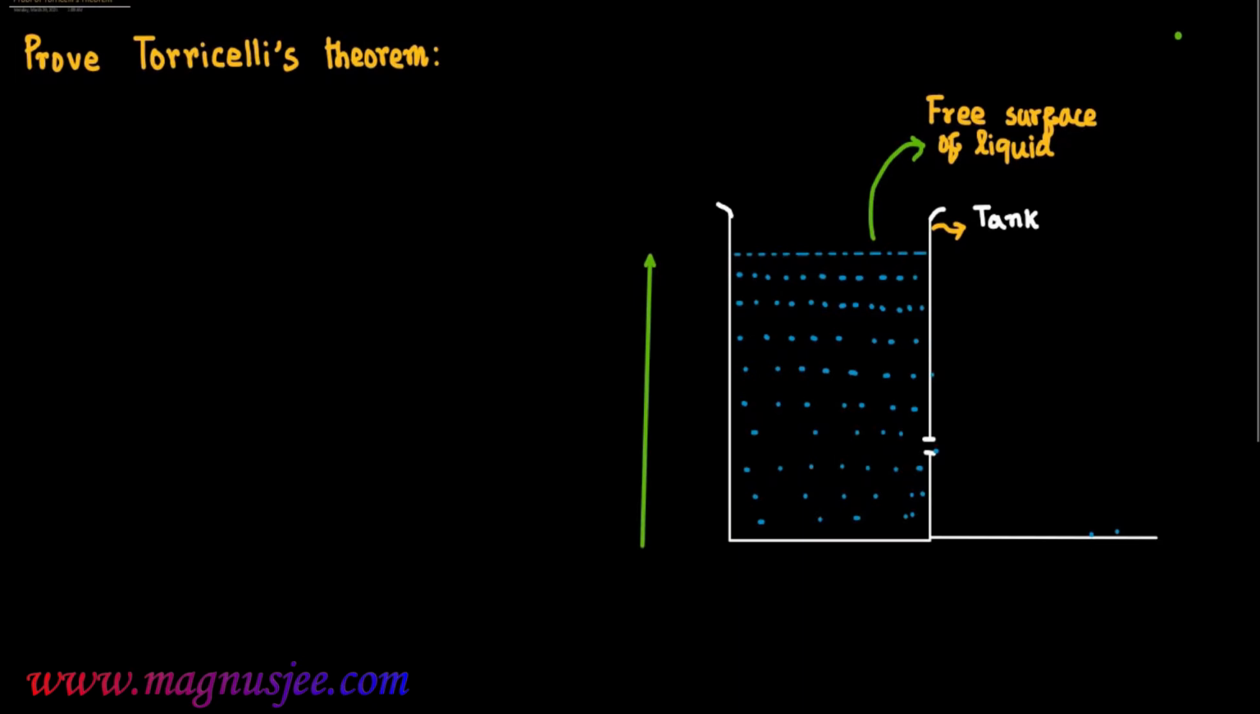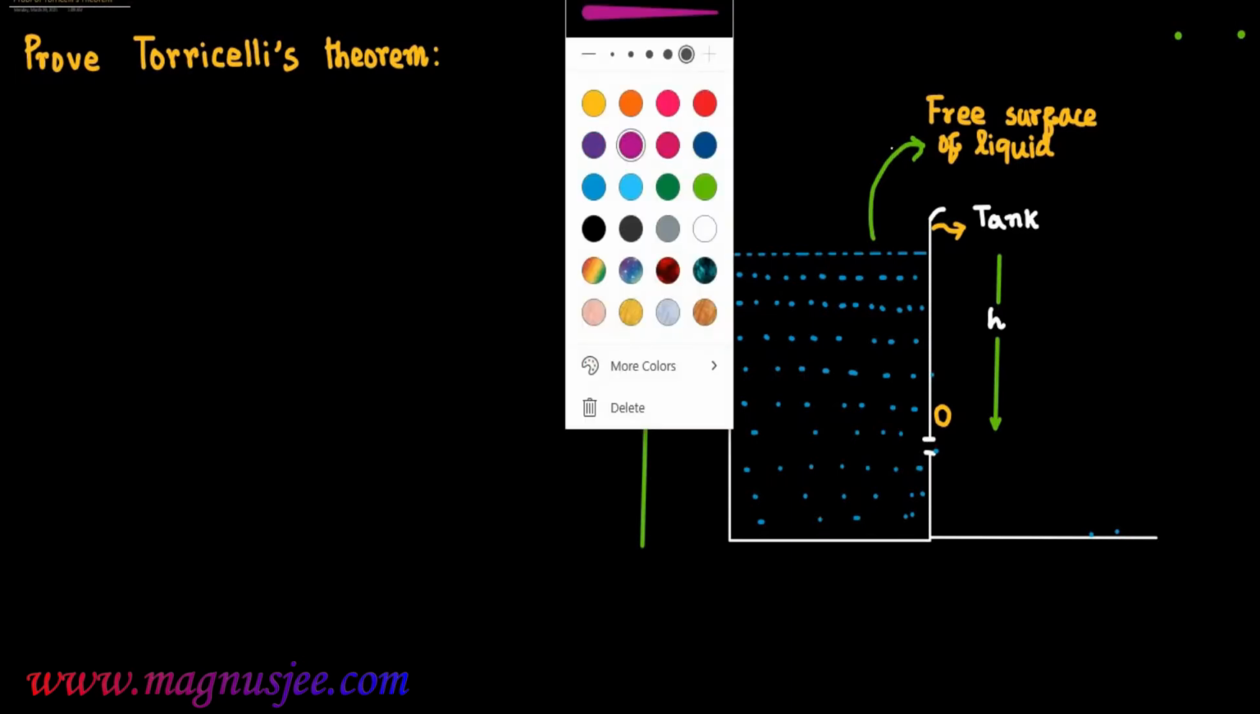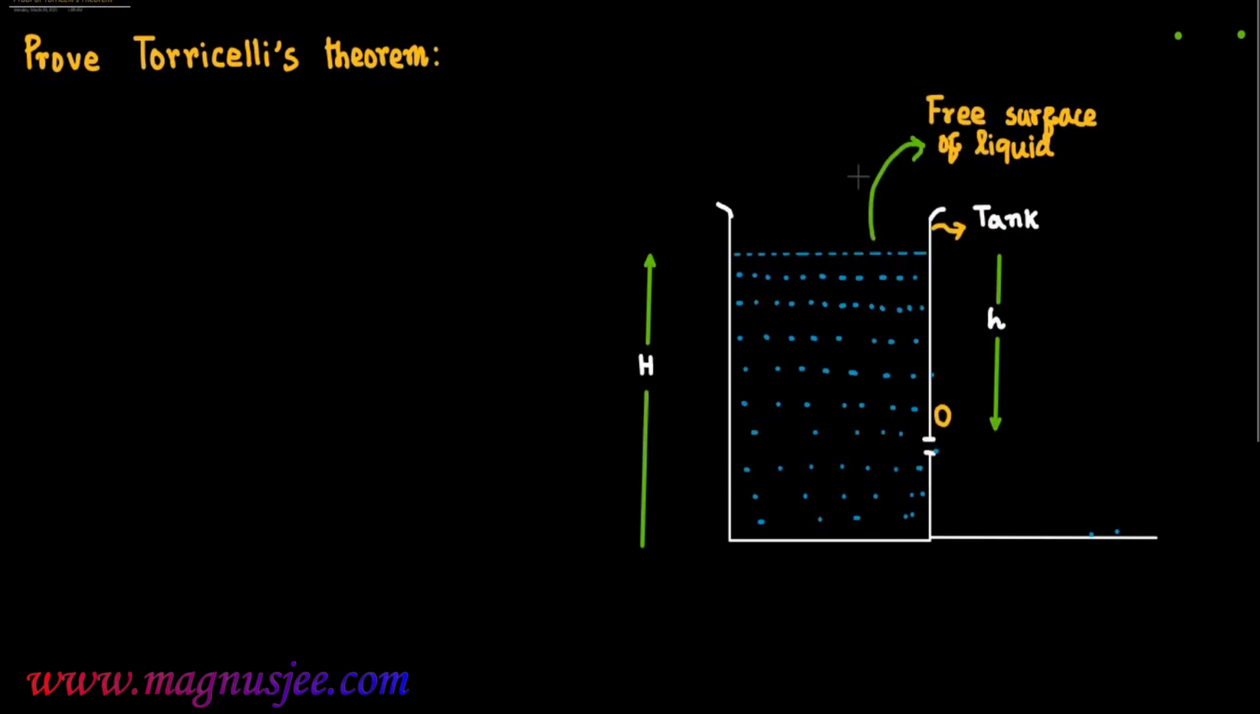Height of liquid in the tank is capital H. O is the orifice, or narrow hole, on the wall of the tank, which is at a depth small h from the free surface of liquid.